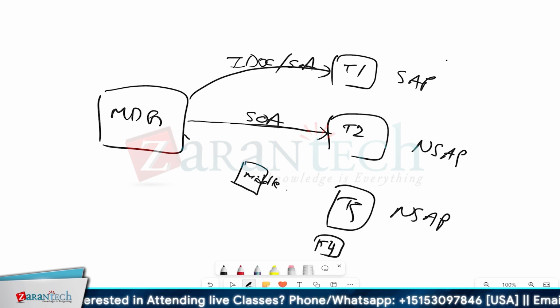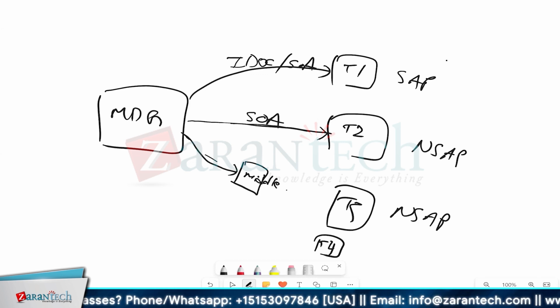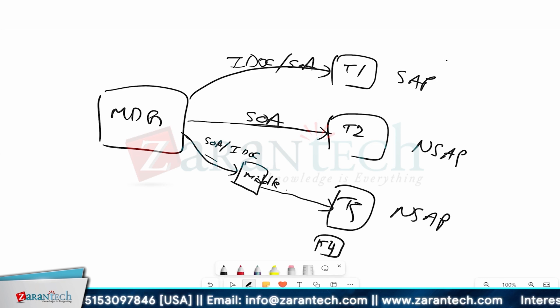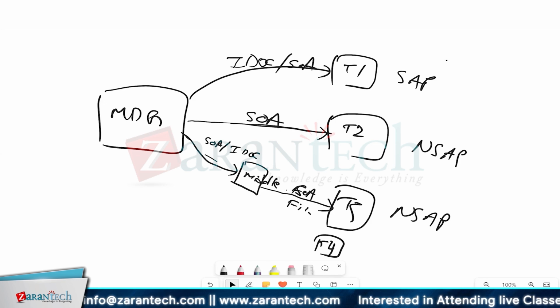And if this middleware is your SAP middleware, like PI or whatever the SAP specific one, you can send from here to here using SOAP IDOC. The middleware will take the data, convert it into the required format of the target system, and send it. It can be another SOAP, or a file, or any kind of thing. Yeah. Okay, and we also have another option, your S4 target system, which is again another non-SAP.